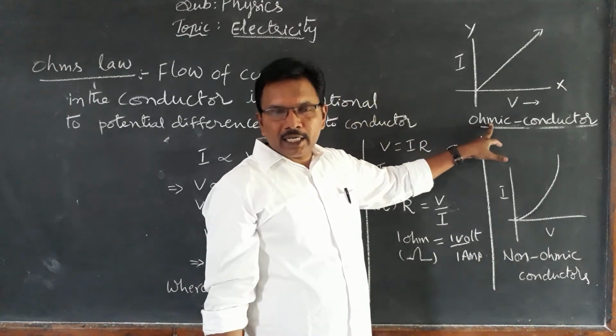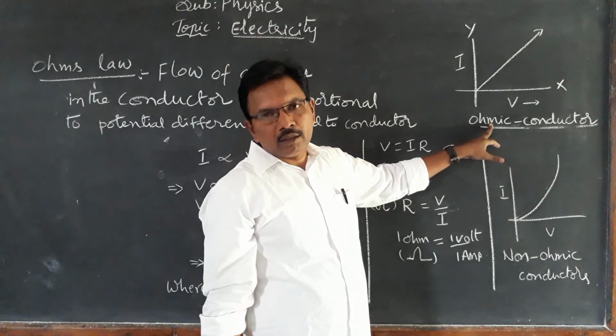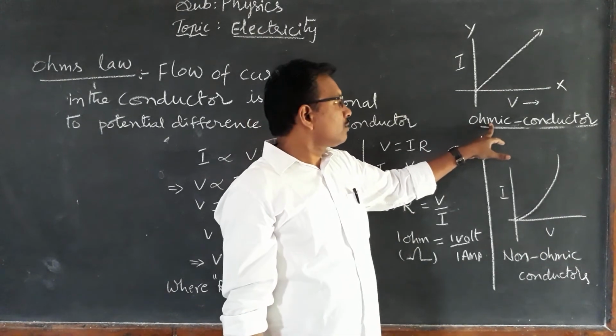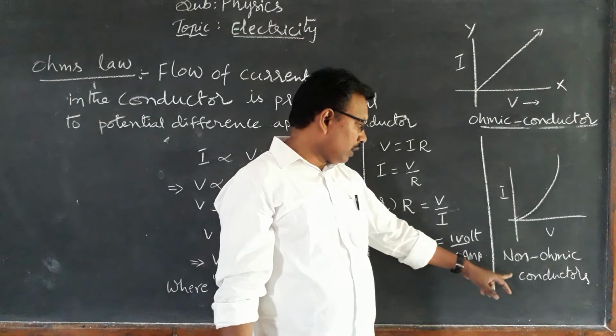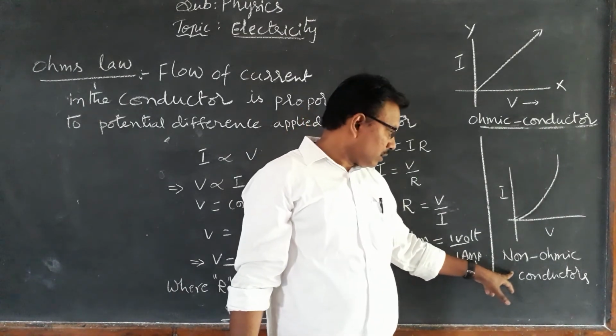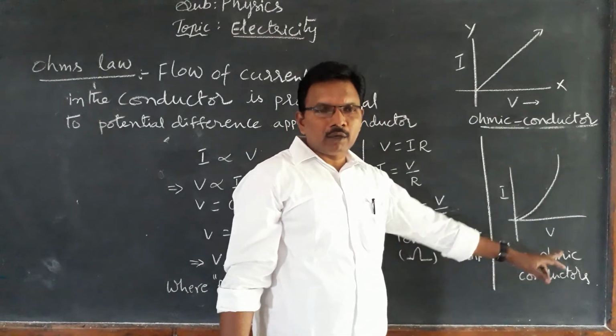Good conductors like aluminum, silver and copper obey the ohmic law, and those that do not obey it are called non-ohmic conductors.